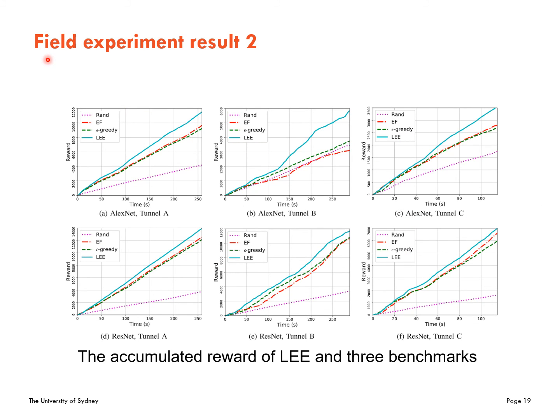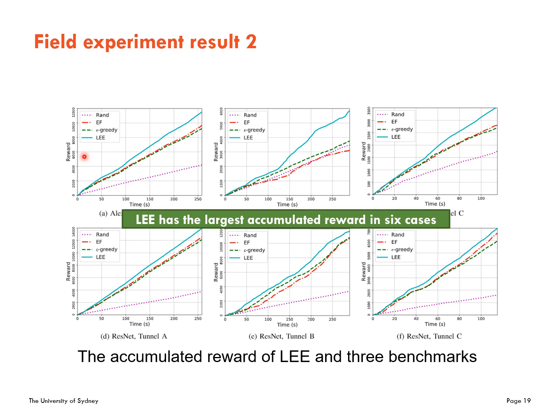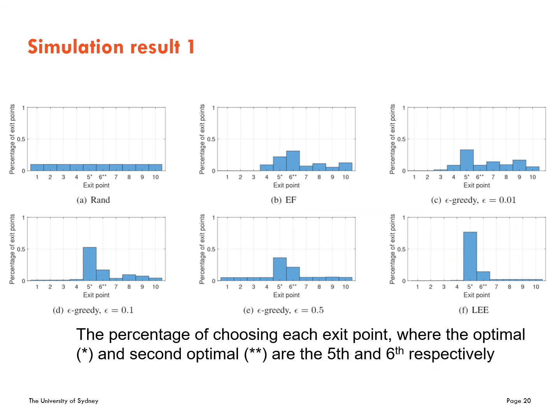And then we come to the field experiment result 2, where we compare the accumulated reward of Aoe and the 3 benchmarks. Again, Aoe is the teal color, where we can see that Aoe has the largest accumulated reward in all 6 cases.